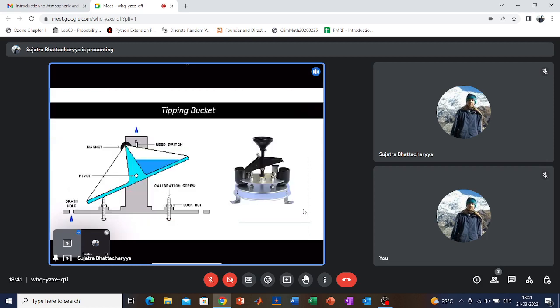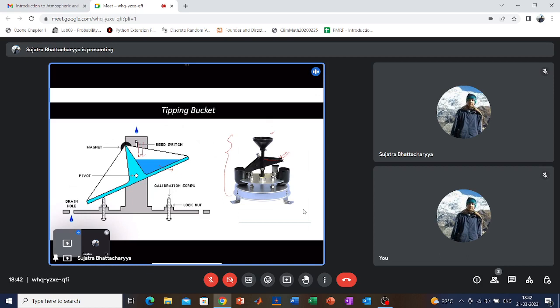Next is the tipping bucket rain gauge. What is this tipping bucket rain gauge? You can see that this is the actual figure. You can see a funnel through which the rain falls, and initially it falls into this particular chamber. This is where the rain will first fall.